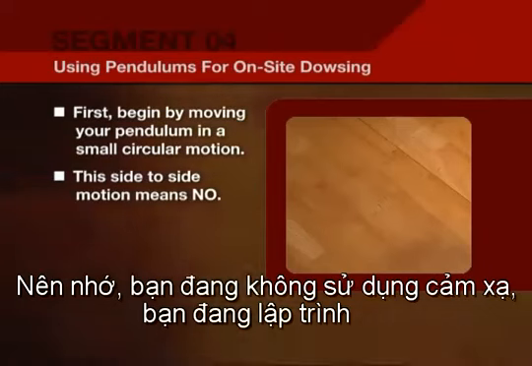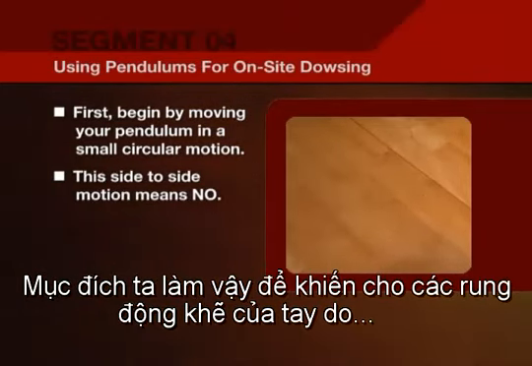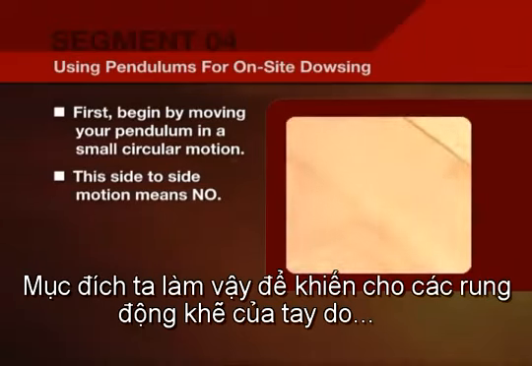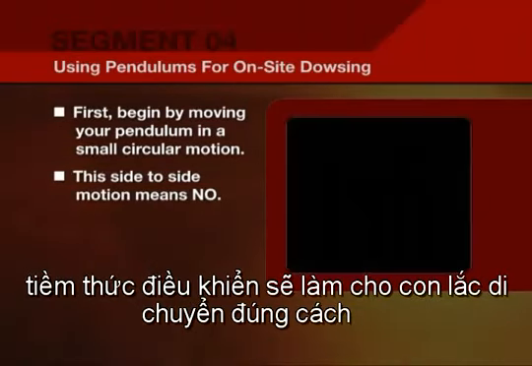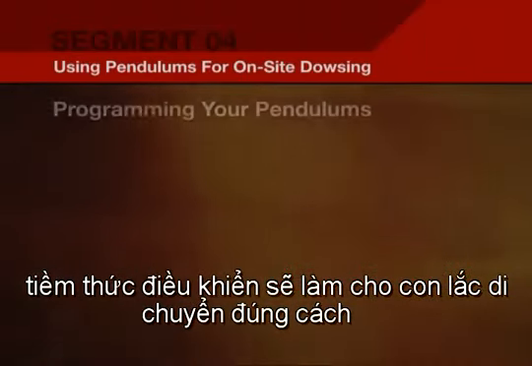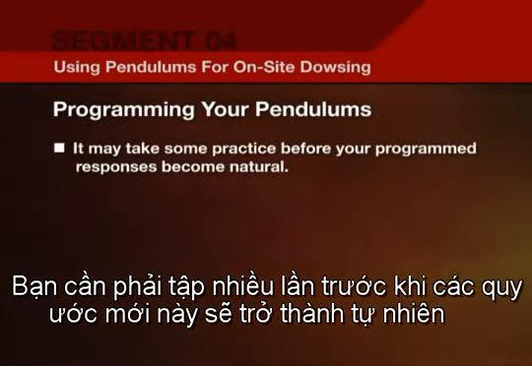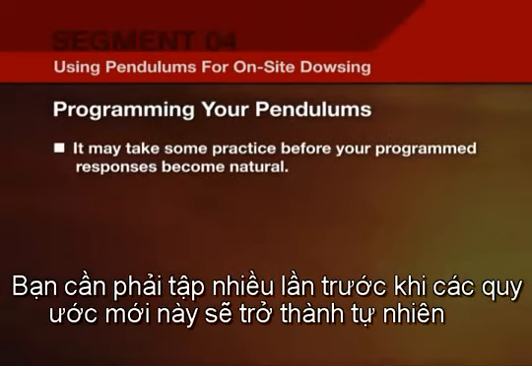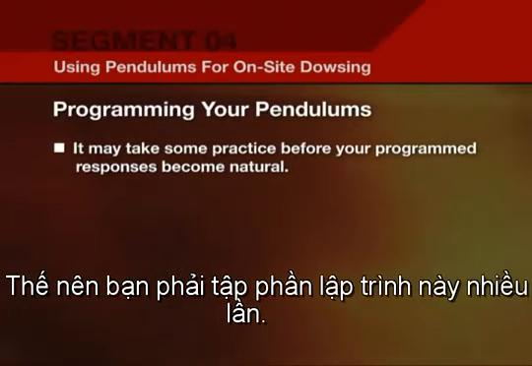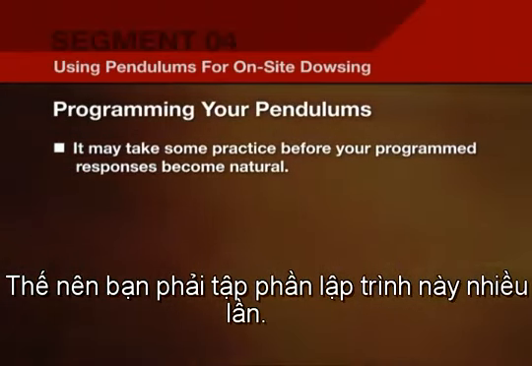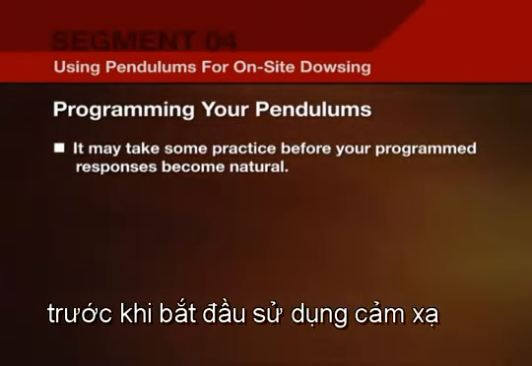Remember, at this point, you are not actually dowsing. The purpose of doing this is to train yourself so that the micro movements generated by your subconscious mind indicate the correct answer through your pendulum. It may take some practice before your programmed responses become natural, so it is crucial that you repeat the programming phase multiple times before attempting to do active dowsing.